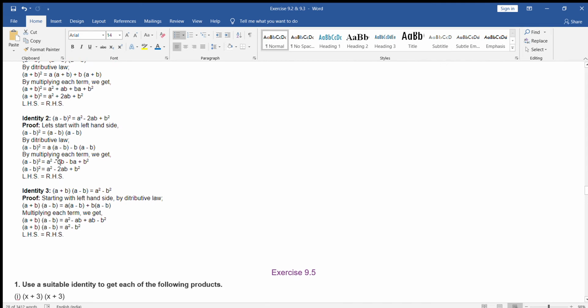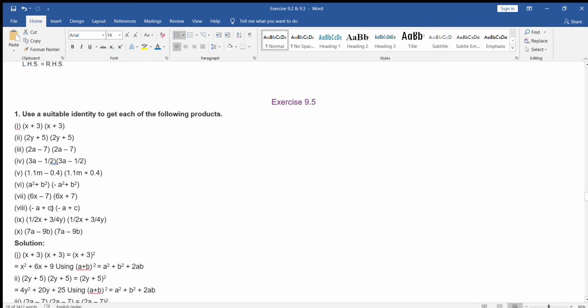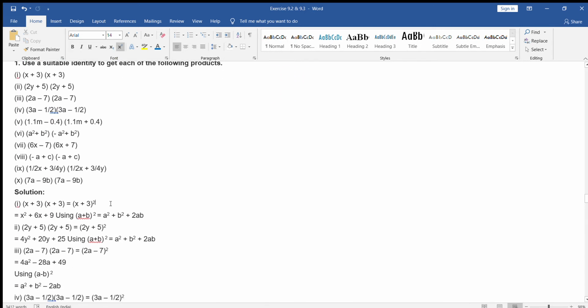Similarly, we will prove all the identities. You can check for (x plus a)(x plus b) also; you get the same result. Now these are the identities, and we have to use them in our questions. Just see how we will use them.